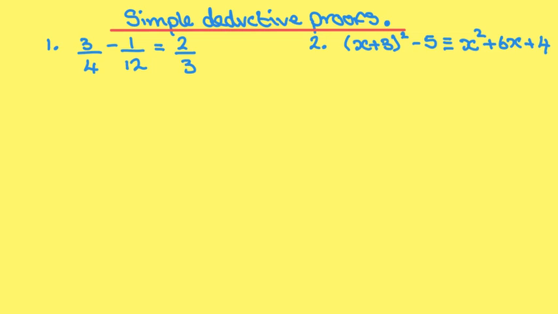So draw yourself a line. Put left-hand side, right-hand side. And it doesn't matter whether you prove that the left-hand side is the same as the right-hand side or the right-hand side is the same as the left-hand side. In the first one, I'm going to prove that the left-hand side is equal to the right-hand side. So write down the right-hand side and the left-hand side.